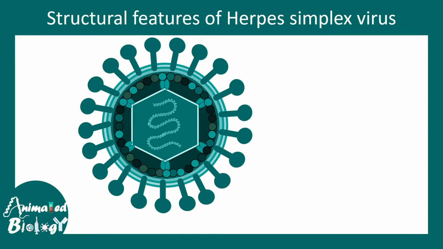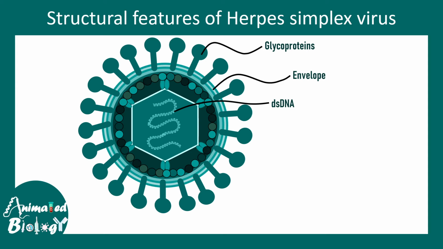So this is the herpes simplex virus, and we are going to talk about the structure at first. This is a double-stranded DNA virus. Here you can see the glycoproteins on the surface, then the envelope. They have the genomic DNA, double-stranded, as a genomic material. They have structural proteins and the capsid.